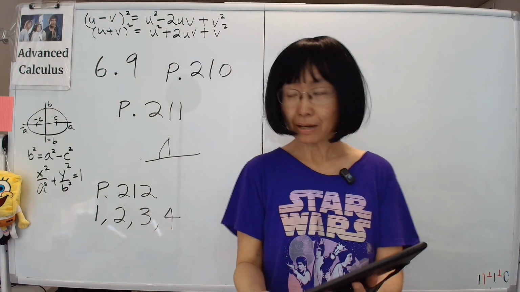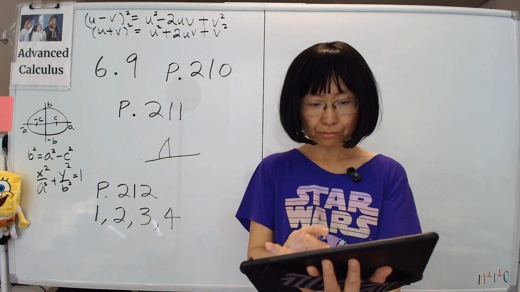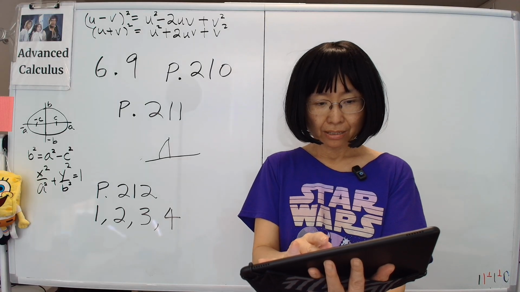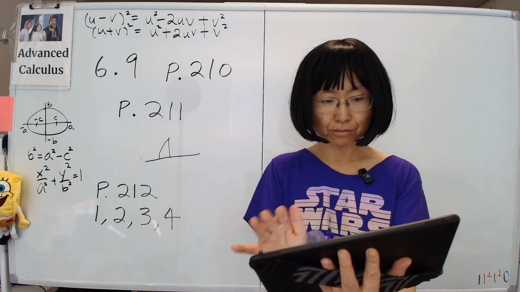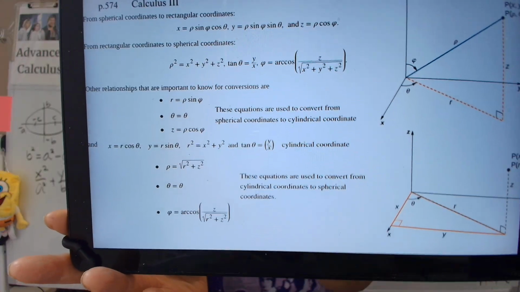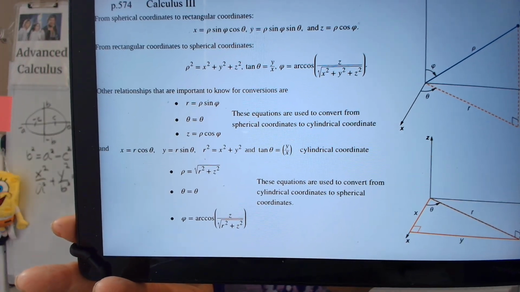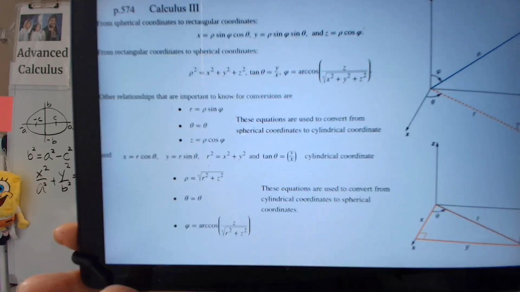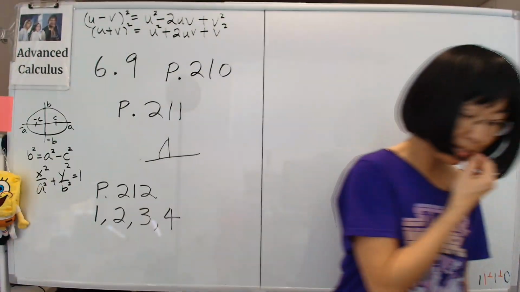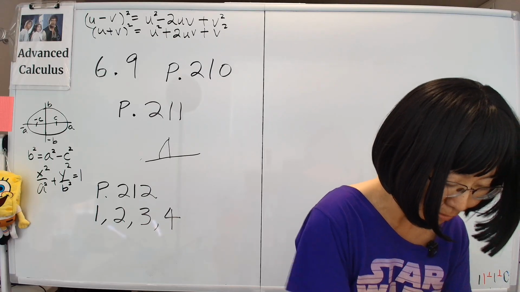So let's look at problems 1, 2, 3, and 4. But first, I want to emphasize that these problems mostly have to do with doing the conversions that I showed you earlier. You just have to pay attention to these conversion rules between spherical, rectangular, and polar coordinates. Once you pay attention to that, then everything comes out pretty readily.